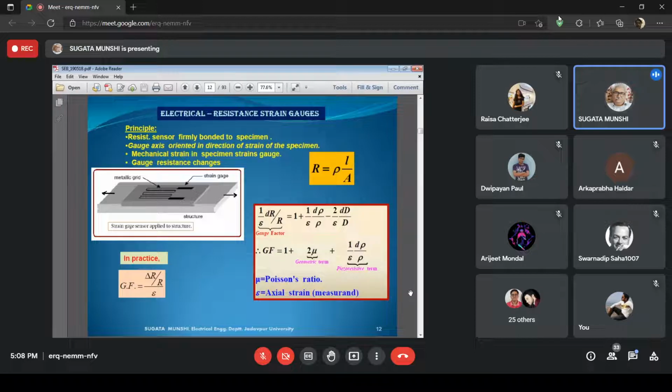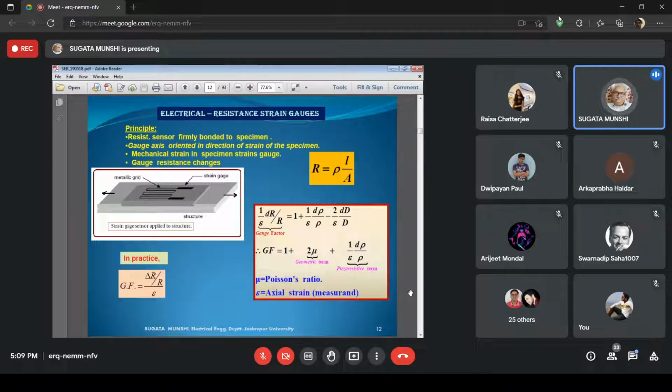Now, this resistive element is connected to an appropriate measuring circuit, which is also known as signal conditioning circuit. Say, if it is a bridge circuit, either by null method or preferably by direct readout method, the change in resistance is obtained and consequently the strain is measured.